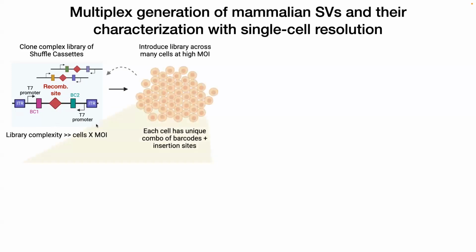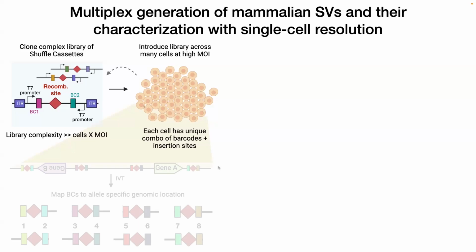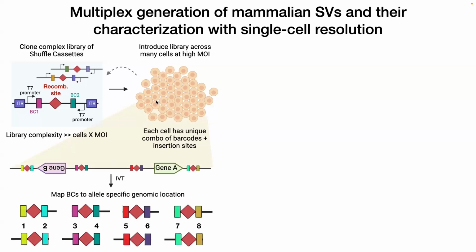We then introduce this library of shuffle cassettes into our target mammalian cells using transposition at high MOI, or multiplicity of infection, which means there's many, many integration events of these shuffle cassettes in any individual cell. And in each cell, there's a unique combination of barcodes plus insertion sites. So for example, let's say in one particular cell in this population, we had these four insertions at these locations.